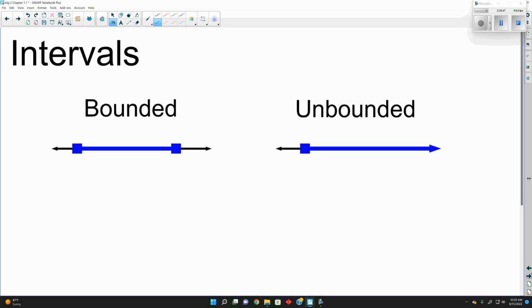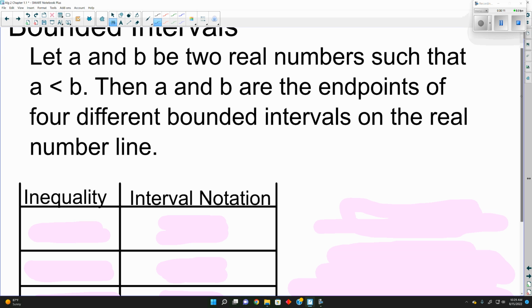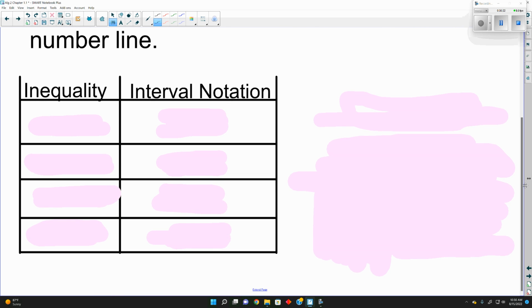Now we do have 2 types of intervals. One of them is bounded and one of them is unbounded. Bounded means we have 2 endpoints. Unbounded means we have 1. Yep, it's a ray. So unbounded would be considered a ray. Bounded intervals. Luckily, you don't have to write all of this here. Let A and B be two real numbers such that A is less than B. Then A and B are endpoints of four different bounded intervals on the real number line. And all that's saying is that there's four different ways we can set up this bounded interval.